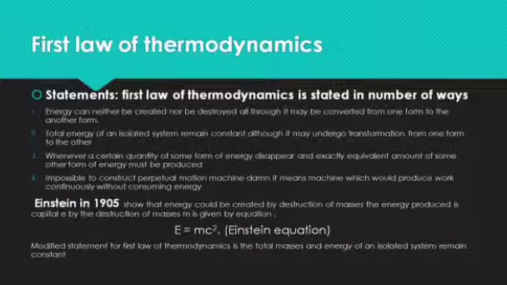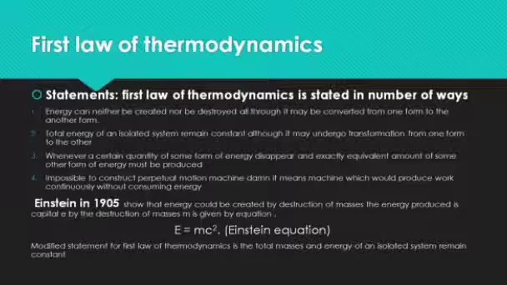Then see the first law of thermodynamics. There are several statements for the first law of thermodynamics. Energy can neither be created nor be destroyed, although it may be converted from one form to another form. Second statement, total energy of an isolated system remains constant, although it may undergo transformation from one form to another form. That is, whenever a certain quantity of some form of energy disappears, an exactly equal amount of some other form of energy must be produced.